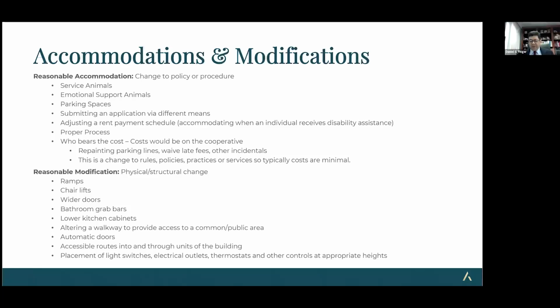Okay, so the first thing with accommodations and modifications, I always like to just define it first because I'm not sure how much people know what the difference is. An accommodation is a change to a policy, like making exceptions to your normal rules, allowing service animals or emotional support animals, like you said before, in a no pet building.